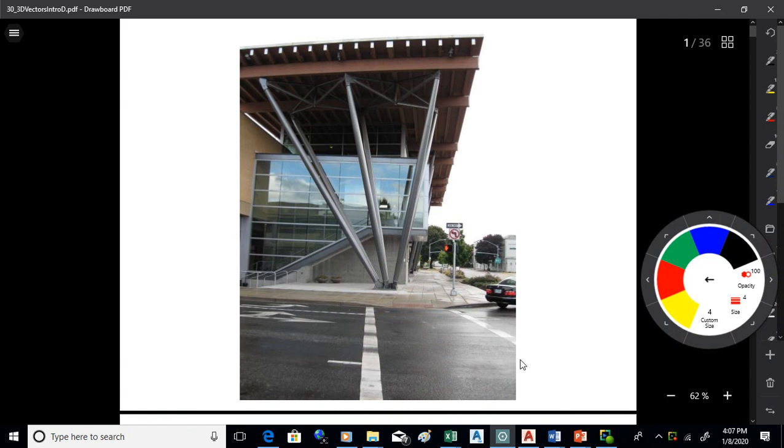Now, we just did two-dimensional vectors, but, of course, as you're probably aware, we live in a three-dimensional world, so we got to deal with three-dimensional vectors, too. So there's the Salem Convention Center. You'll notice those struts that hold up the roof there go off at odd angles into three space.